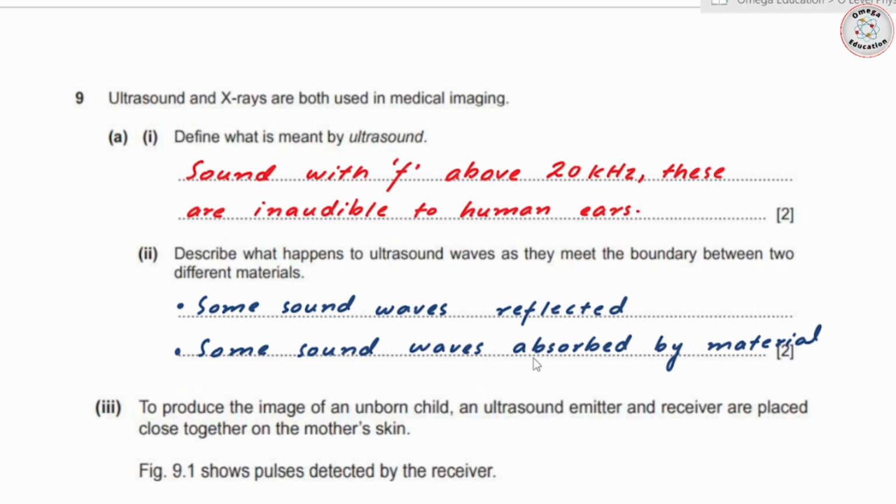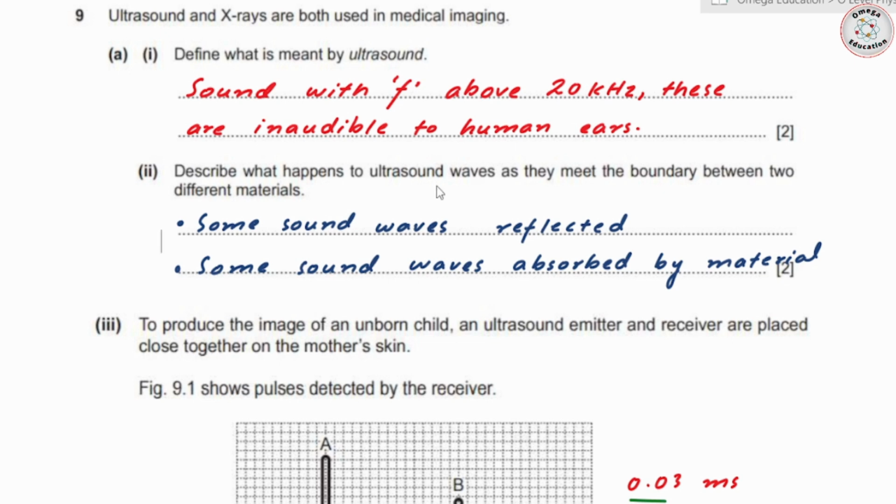Define what is meant by ultrasound. Sound with frequency above 20,000 hertz, which cannot be detected by the human ears, is called ultrasound. So ultrasound are sound waves with a frequency above the audible frequency for humans.